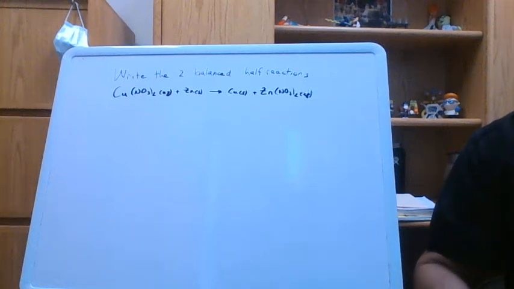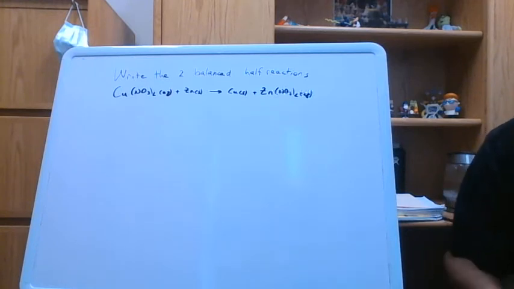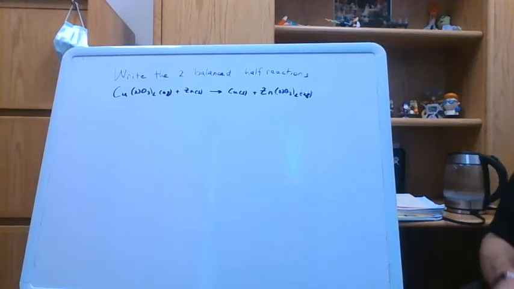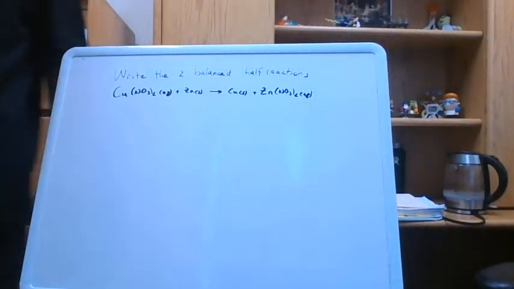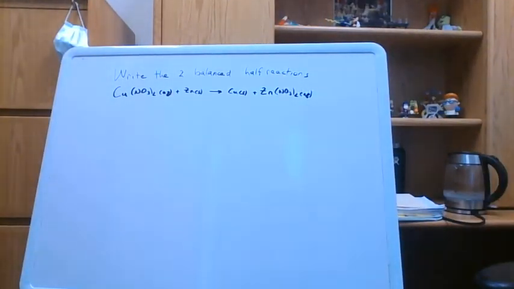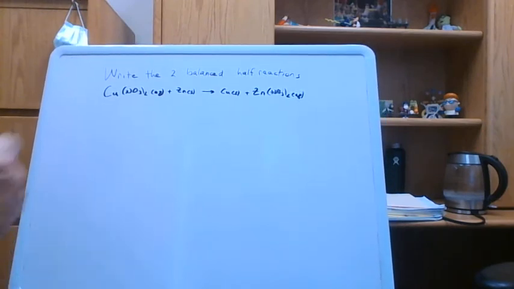All right, let's take a look at how to take an oxidation reduction reaction and write the two balanced half reactions for that oxidation reduction reaction. So the first thing we want to do is split apart the things that are aqueous here so we can see if there are any spectator ions.